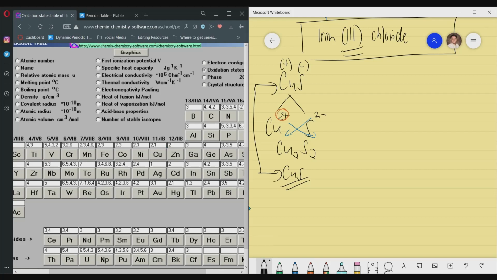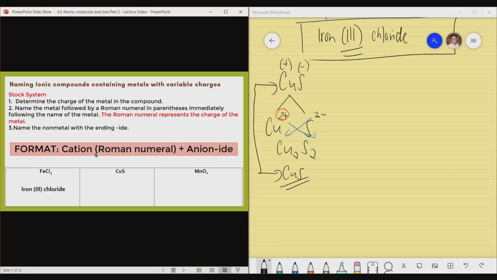So therefore, I can now name the particular substance. Following this format, copper, Roman numeral 2, because that is the one we've determined. And then an ion, my sulfur, that will be sulfide. Copper 2 sulfide. Easy, very easy.